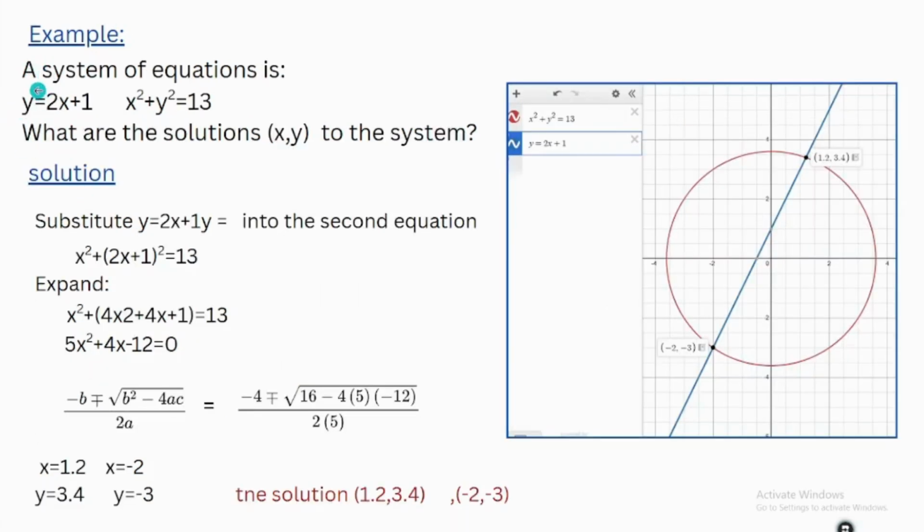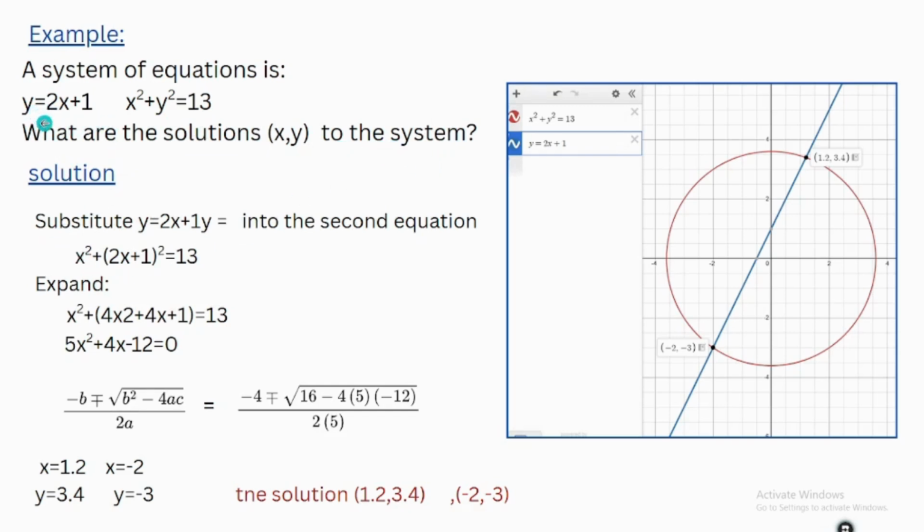In this example, the system of equations is y equal to x plus 1 and x squared plus y squared equal 13. This quadratic equation is different from the other quadratic equations because there is y squared. We didn't see a quadratic equation having y squared before. So we will solve it. What will happen? What are the solutions x, y of the system?